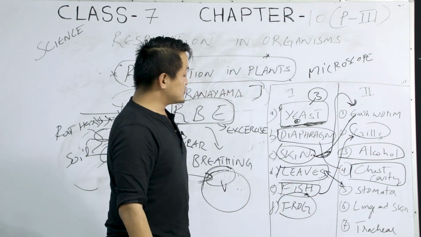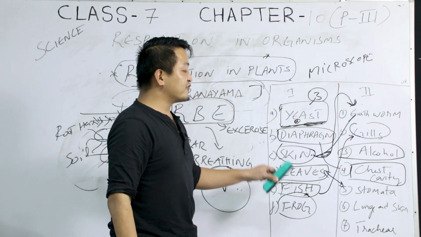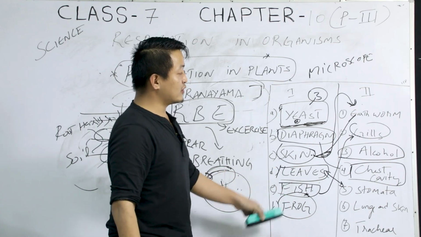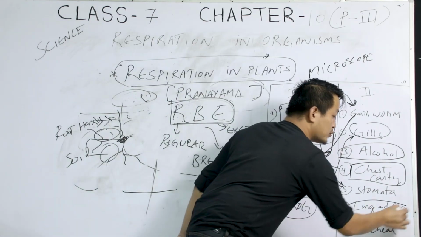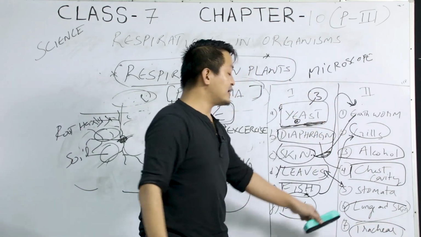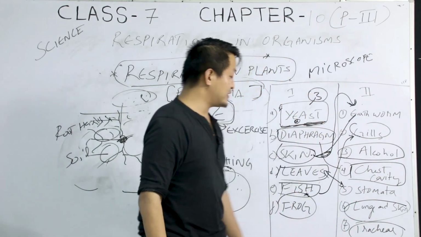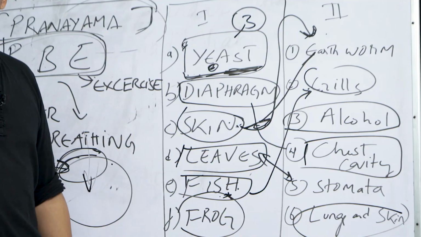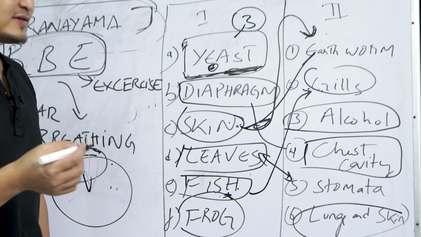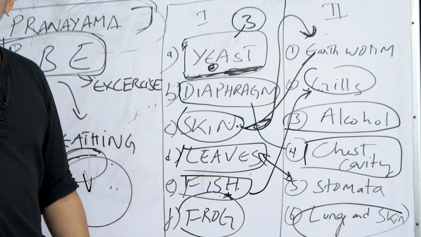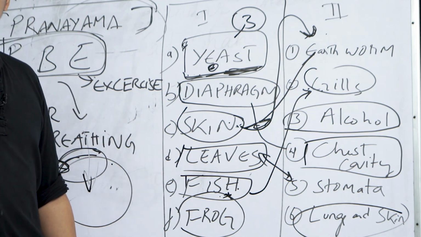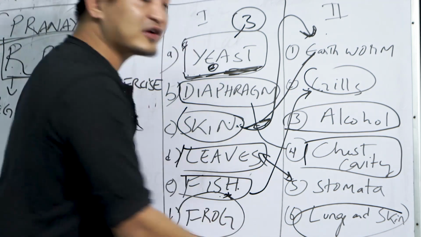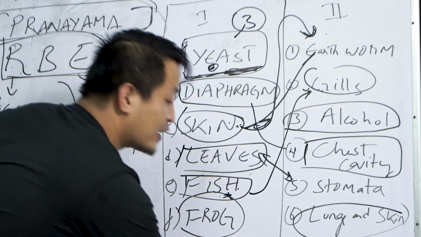Clear? Now students, the last one is frog. Okay, frog. And we have only 2 options left. That is lungs and skin and trachea. Okay, so now this trachea has to do with cockroach and insects. Clear? Insects, they have a network of air tubes, right? Network of air tubes that is called trachea. That means this is the wrong answer, right?